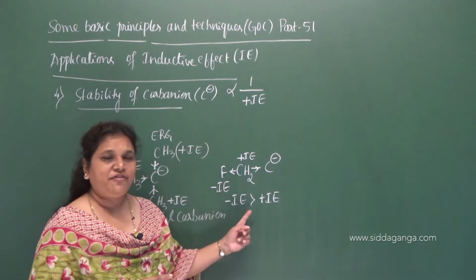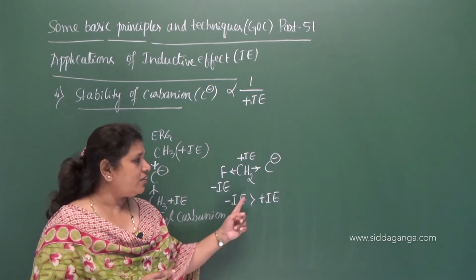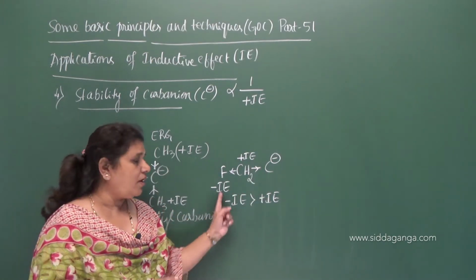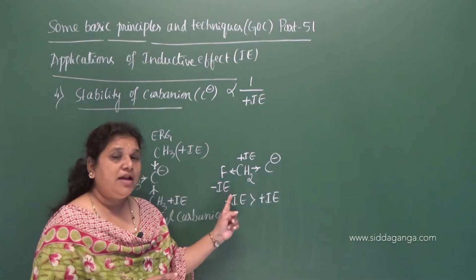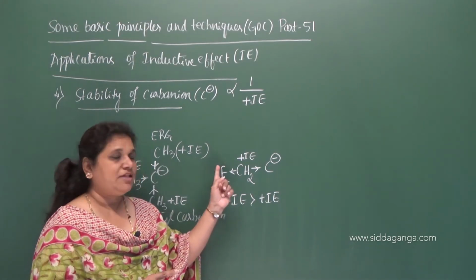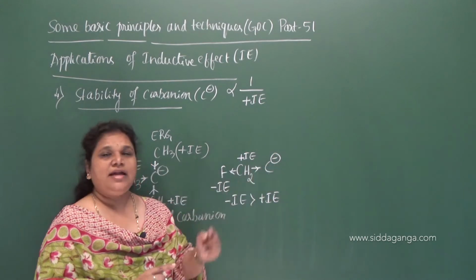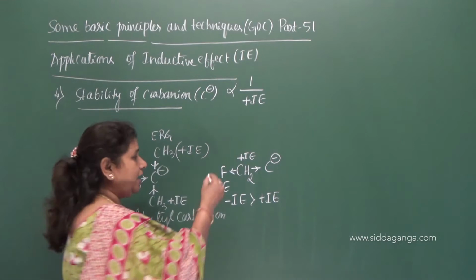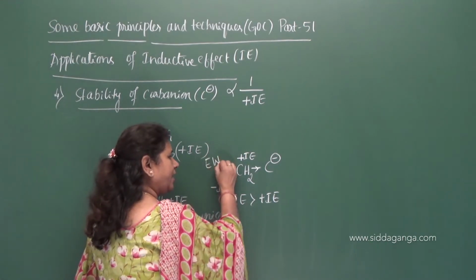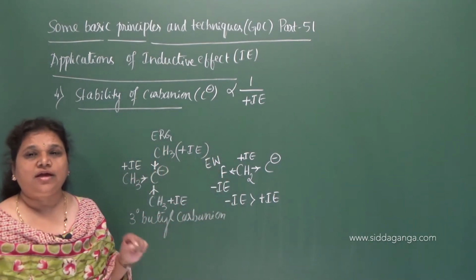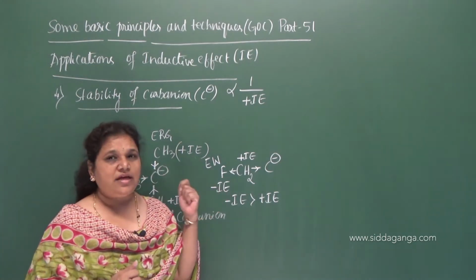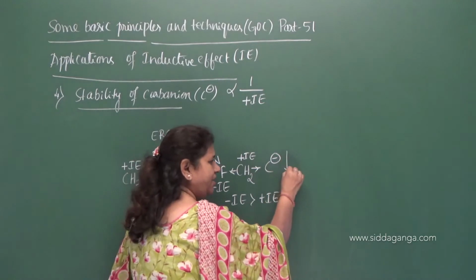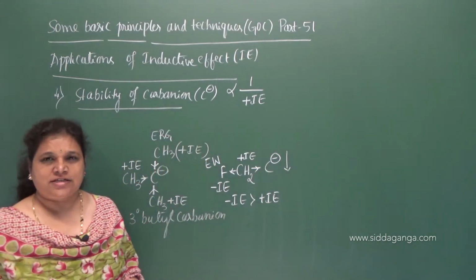So, the overall effect here is negative inductive effect on the negatively charged carbon. What is the overall effect? Negative inductive effect exerted by the fluorine is more on the negatively charged carbon. Negative inductive effect means electron withdrawing inductive effect. It withdraws the electron from the negatively charged carbon, thereby diminishing the negative charge.